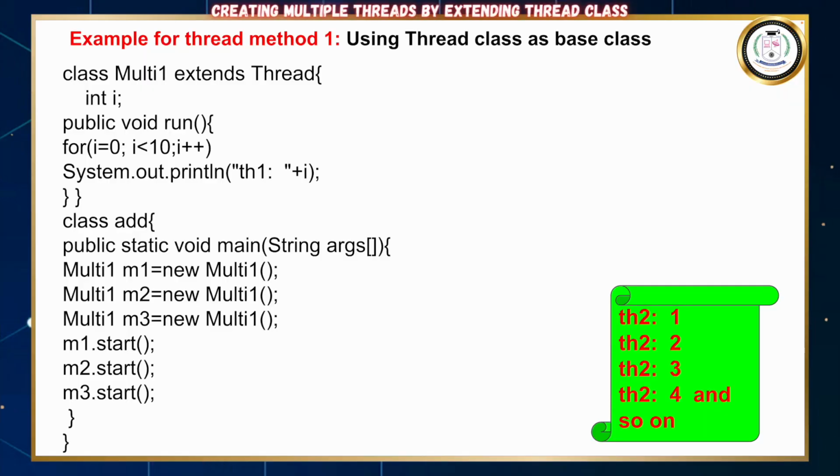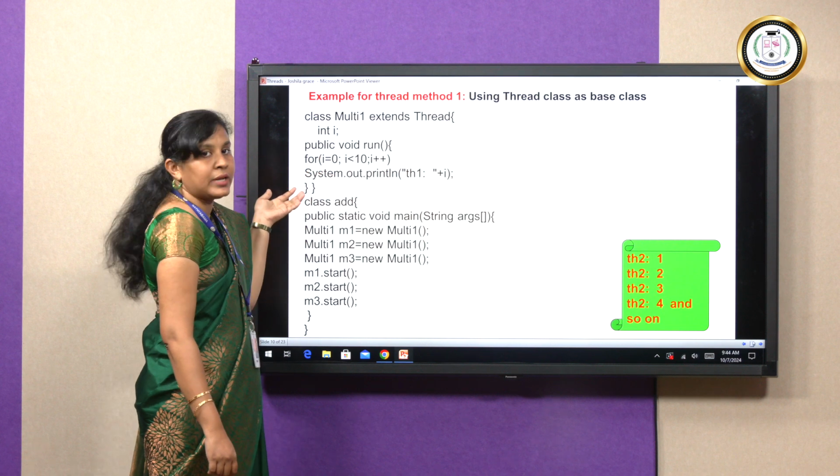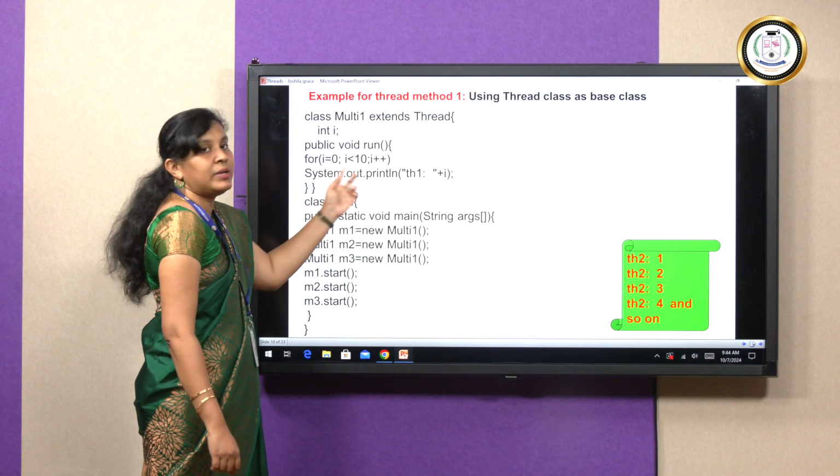Inside this run function, I am going to run a for loop which is going to start from 0 and go till 9, and every time it is going to print in my output screen as th1:1. So like that it is going to print throughout. That is the aim of my program. This particular program is going to run from 0 to 9.